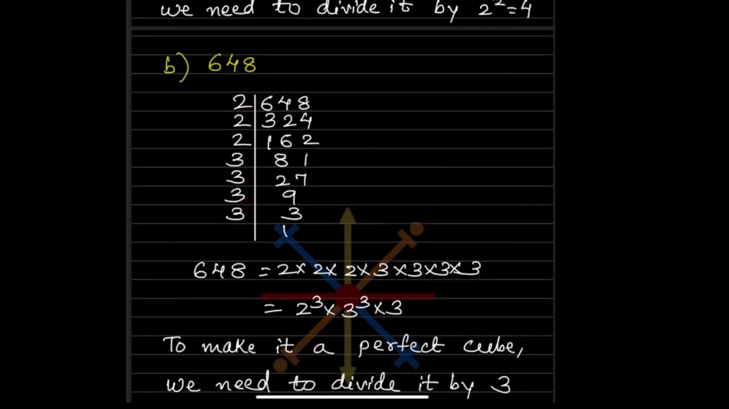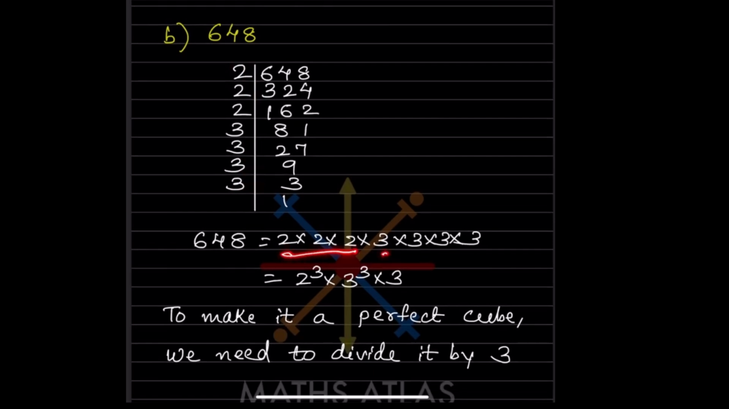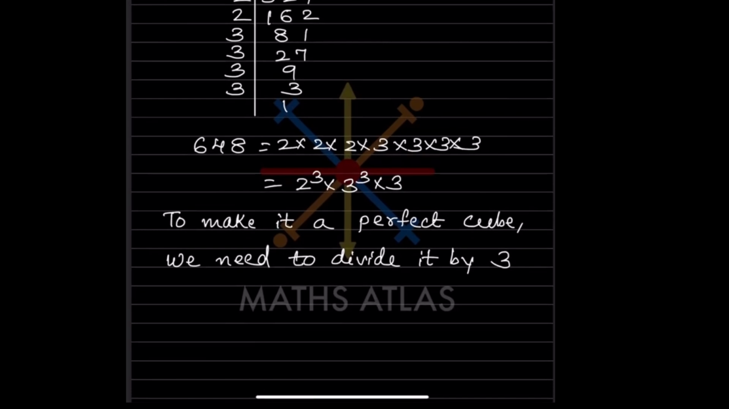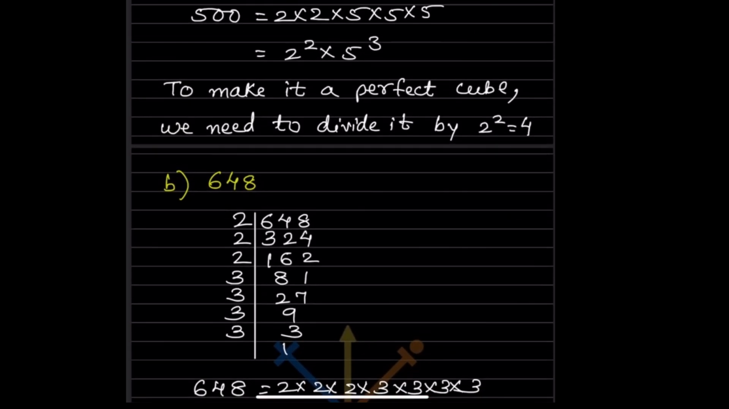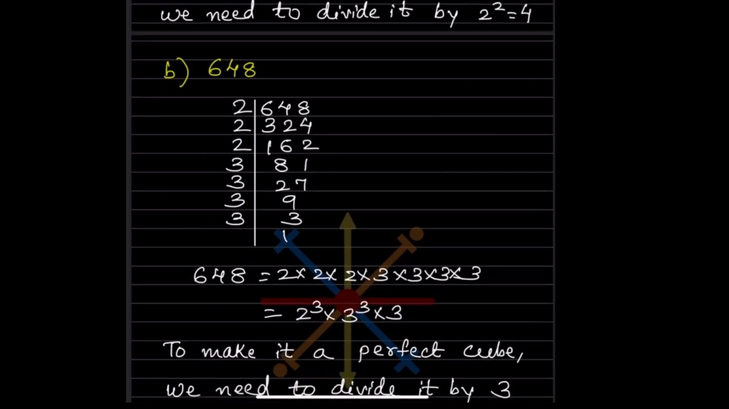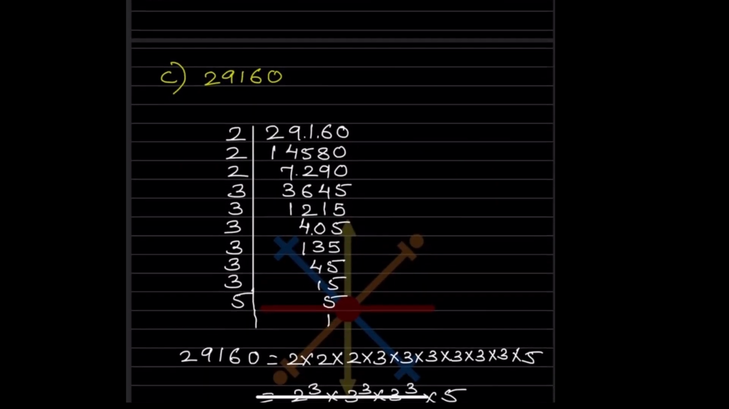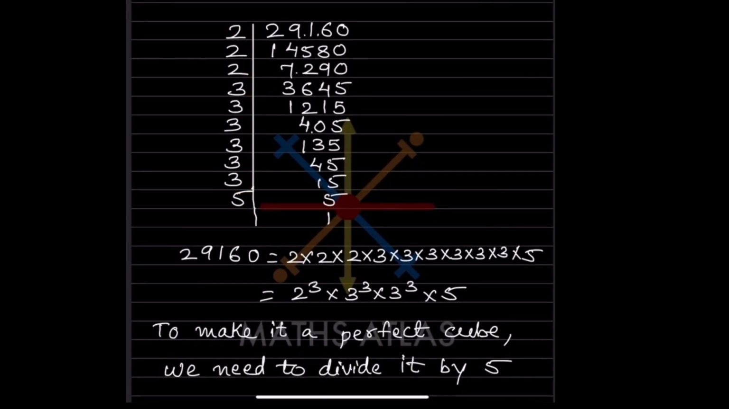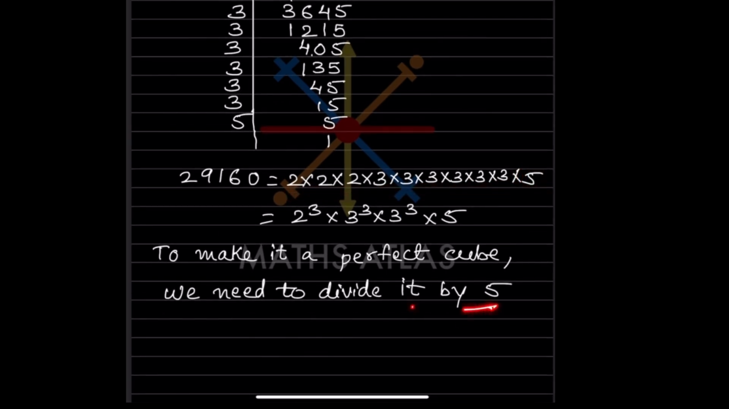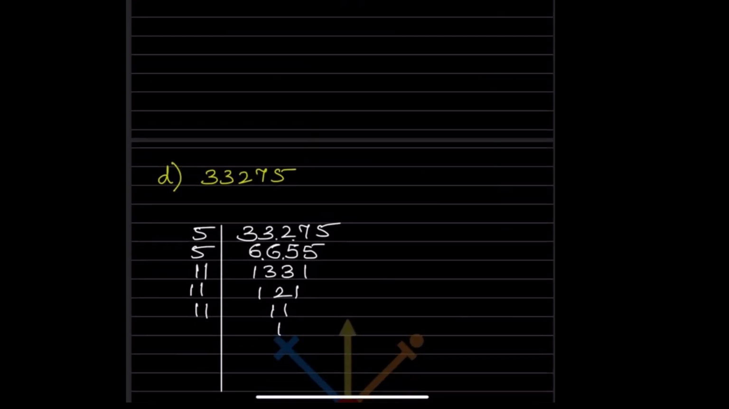So now this is 648. 2 cube, this is 3 cube, and this is 3. So here this is extra, so it should be divided by 3. Now here, these are the factors. So now this is extra, so it should be divided by 5. This 5 is extra.